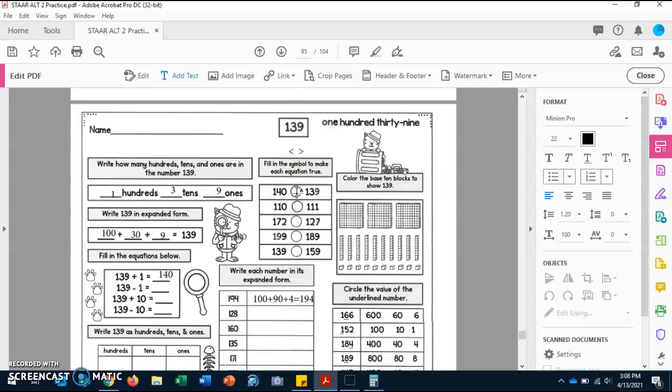So here they're telling you 140 and 139. Which one is bigger than the other? Yes, 140 is the biggest. So your symbol should look like this.